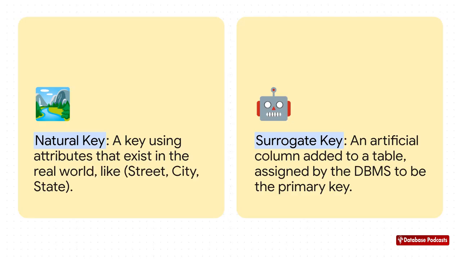So this brings you to a major decision point between 2 types of keys. You've got natural keys, which are made up of attributes that already exist in the real world. Think of combining a street, city, and zip code. On the other hand, you have surrogate keys. These are totally artificial. They're just numbers, like an auto-incrementing ID, that have 0 business meaning. Their only job is to be the primary key.